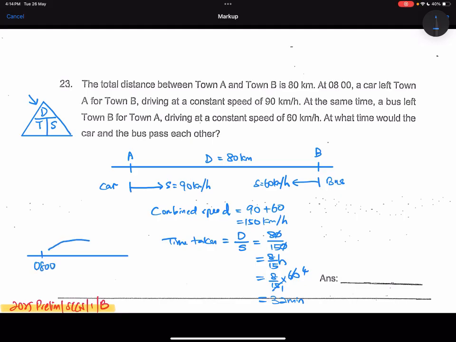So in 32 minutes, what time will it be? 0832. Okay, that is the time that the car and the bus will pass each other, 0832.